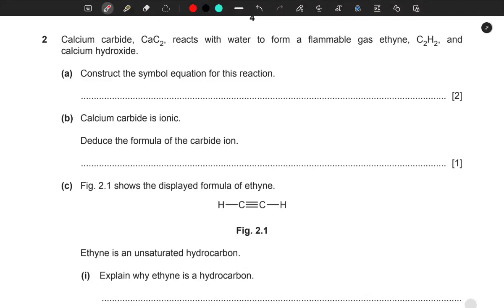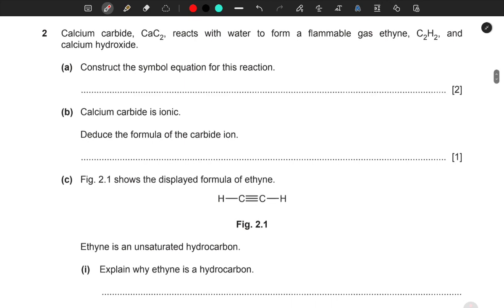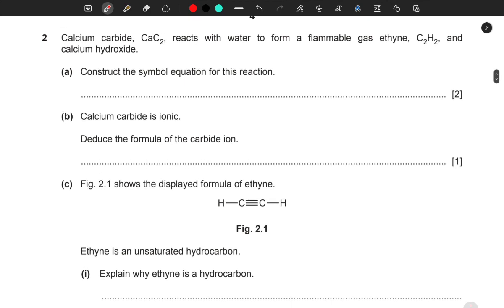Okay, pure chemistry here. Let's go. Calcium carbide, CaC2, reacts with water to form a flammable gas, ethane, C2H2, and calcium hydroxide. Construct the symbol equation for this reaction. So we have calcium carbide.